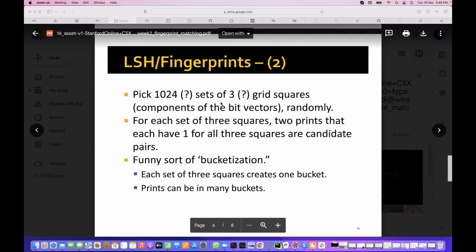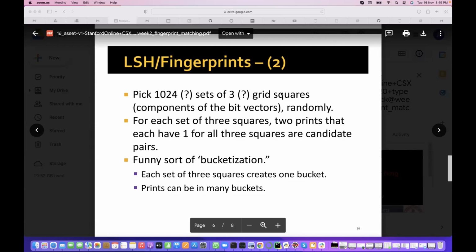Pick 1024 sets of 3 grid squares, components of the bit vectors randomly. For each set of 3 squares, two prints that each have 1 for all 3 squares are candidate pairs. So he's saying to pick 1024 sets of 3 grid squares, components of the bit vectors, randomly. First you divide the whole grid for the fingerprint as 1024. Then you take 3 grid squares and see that all 3 have the same values. So randomly you pick 3 grid squares.